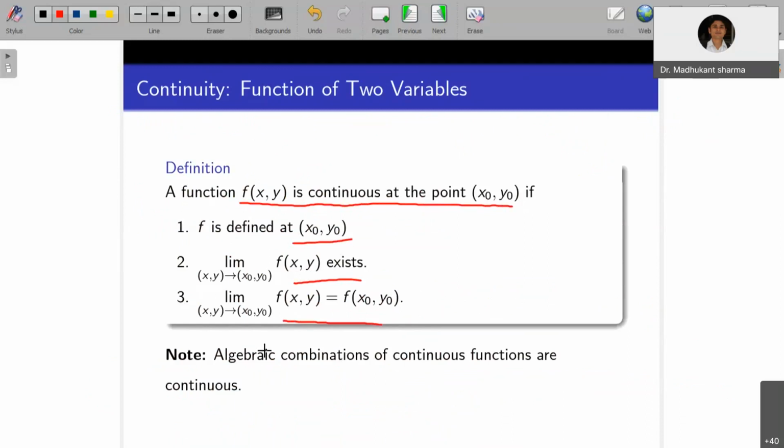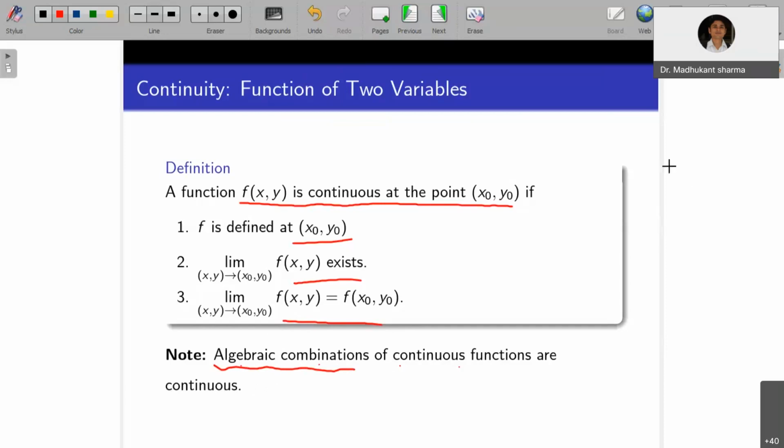Note that again, algebraic combinations of continuous functions are continuous. What does that mean? Again, you have the same freedom that you have enjoyed in functions of a single variable. It means if you take two functions which are continuous at a point (x naught, y naught), then their sum, their difference, their product will also be continuous.